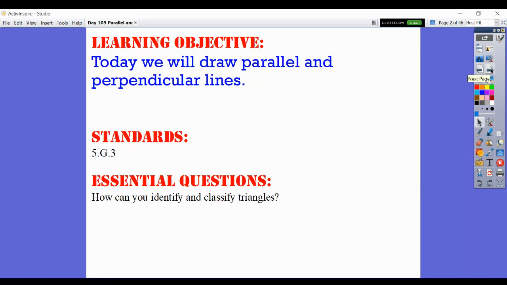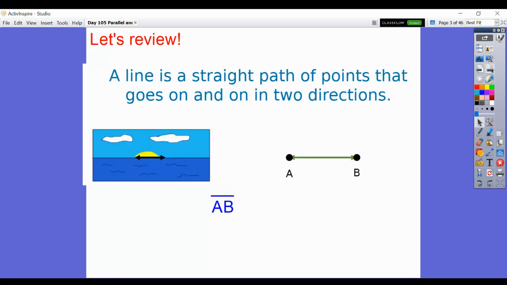Learning objective. Today we will draw parallel and perpendicular lines. Standard 5G3. Essential question. How can I identify and classify triangles? Let's do a little review.